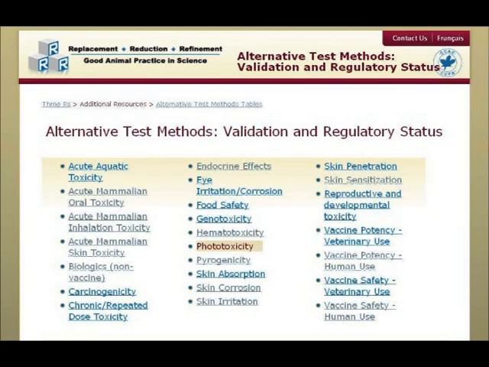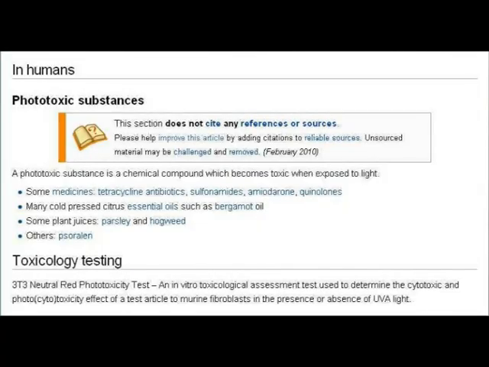In this episode of Toxicity Tests, we're going to look at phototoxicity. For my definition of phototoxicity, I'm going to look at the Wikipedia site. This is the first time I've used this site.